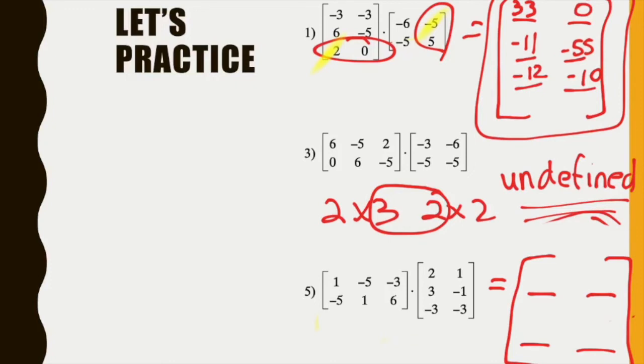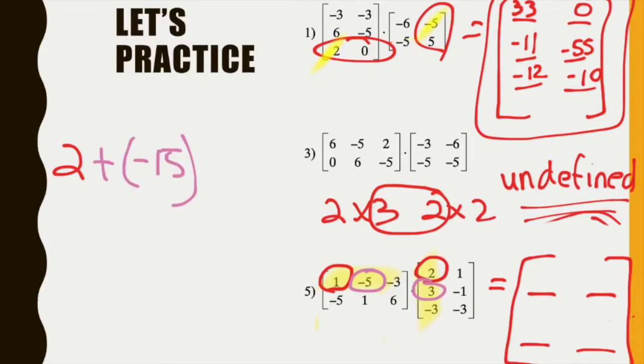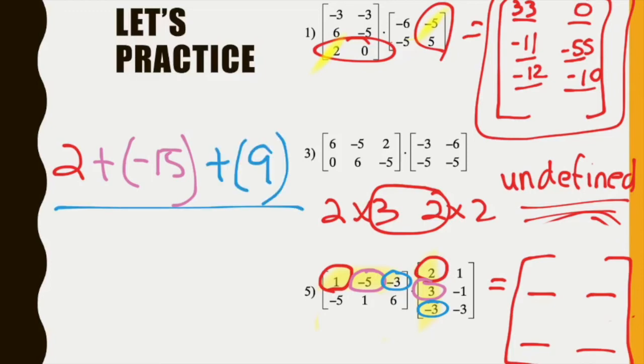So to get this top left answer, we're going to do the top and the left. So I'm going to do the 1 here, that's going to become 2. And then that one will be added negative 15. And then we're going to do the positive 9. That works out to be negative 4.